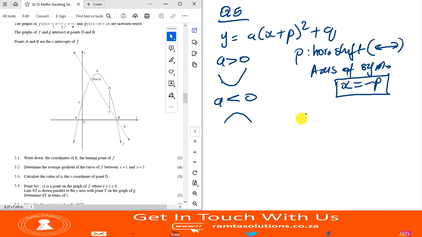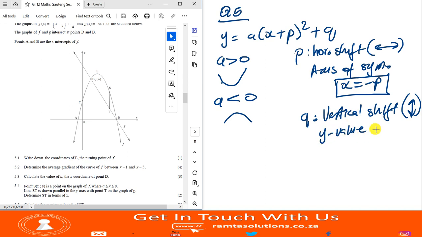Now we talk of q. It represents vertical shift, which is movement up and down. So it is the y value of the turning point.